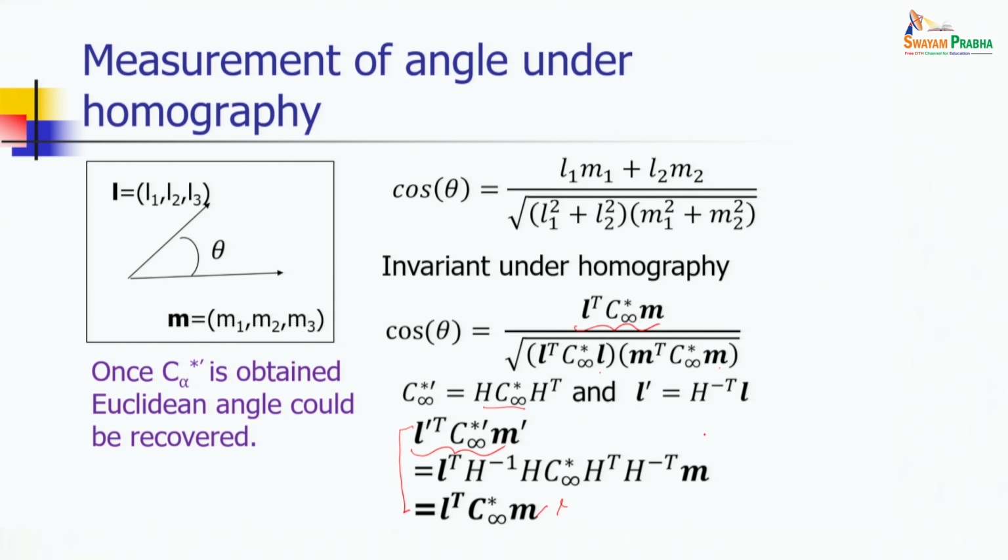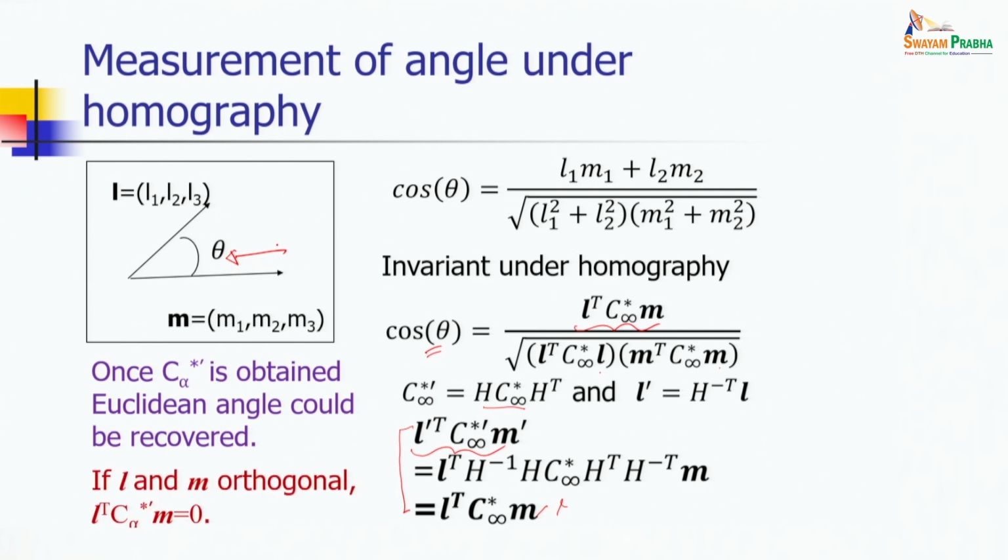Once this is obtained, then the Euclidean angle could be recovered, which means I can compute the cosine of the angle of two vectors, the cosine of the original angle, not the transformed angle. So, here cos theta does not mean the new theta prime. Here cos theta means the angle of the original space. So, the cosine of that angle with this computation still remains the same after transformation. That is the interesting part. So, in this way you can recover the angle.